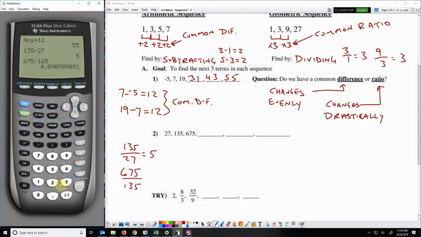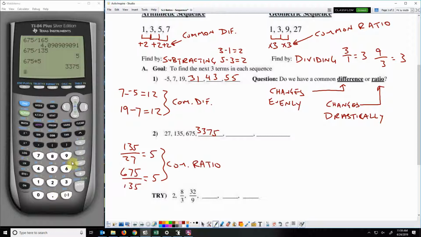Got a typo in there, so I'm going to try that again. 675 divided by 135, and that is also 5. So that is a common ratio. So we're multiplying by 5. So 675 times 5 is 3375.